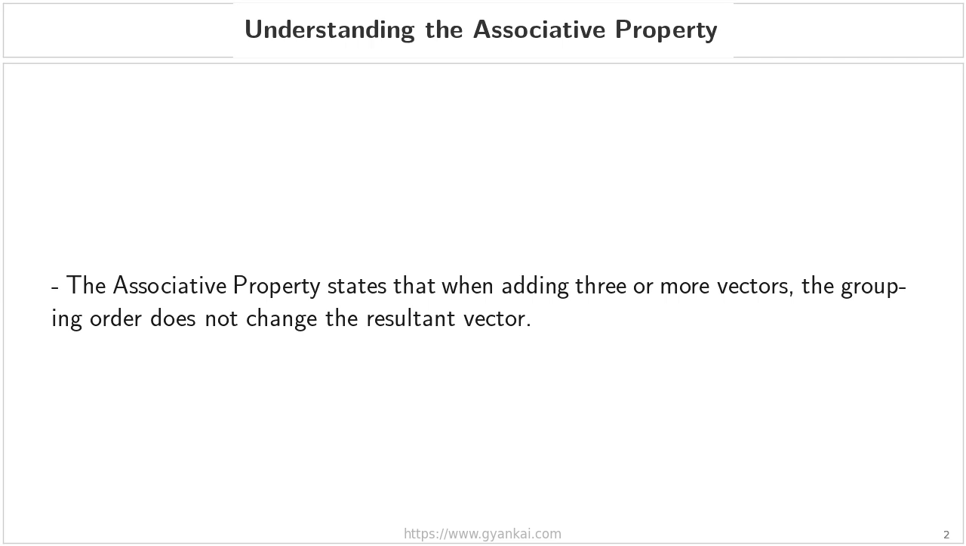Understanding the associative property. Now that we've recalled how to add two vectors using the triangle and parallelogram laws, let's look at what happens when we have more than just two vectors to deal with. This brings us to the associative property. Essentially, this property tells us that when we are adding three or more vectors together, the way we group them using parentheses does not change the final resultant vector.